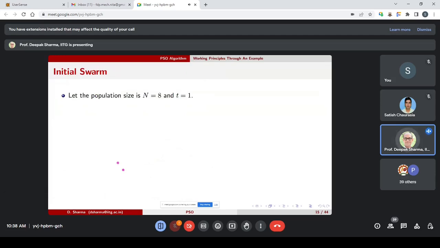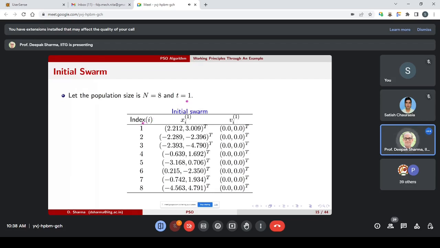Fine. In order to understand this, we will start with the initial swarm in which the size is 8 and the number of iterations is t equals 1. So we will be starting initially. You can see I have used the first column as index i. You remember that i represents the particle. So the first, second, third, all particles are written. Initial swarm means the x vector we are generating, and we are generating it randomly between -5 to +5 for both x1 as well as x2. Currently, we have assumed the initial velocity of all the particles is 0.